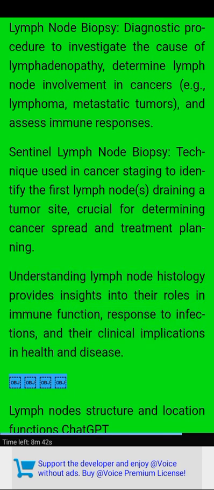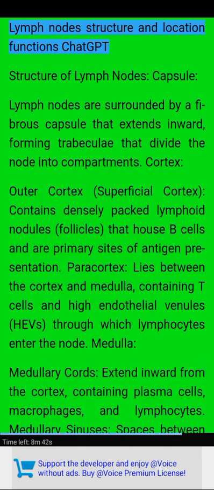Lymph node structure and location functions. Structure of lymph nodes. Capsule. Lymph nodes are surrounded by a fibrous capsule that extends inward, forming trabeculae that divide the node into compartments. Cortex. Outer cortex, superficial cortex contains densely packed lymphoid nodules, follicles that house B cells and are primary sites of antigen presentation. Paracortex lies between the cortex and medulla, containing T cells and high endothelial venules, HEVs, through which lymphocytes enter the node.